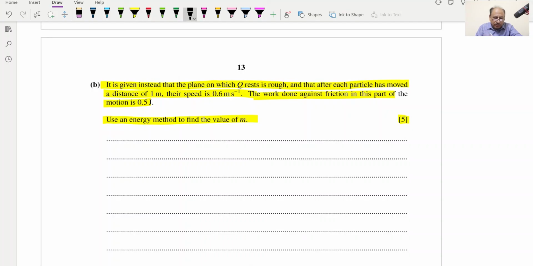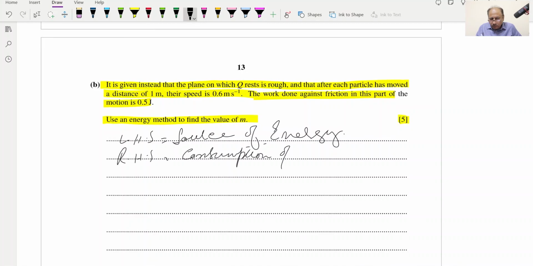5-mark question, we have to use energy method, and we can say that the source of energy is equal to the consumption of energy, or utilization of energy. The left hand side we can take as source of energy, and right hand side will be consumption of energy.